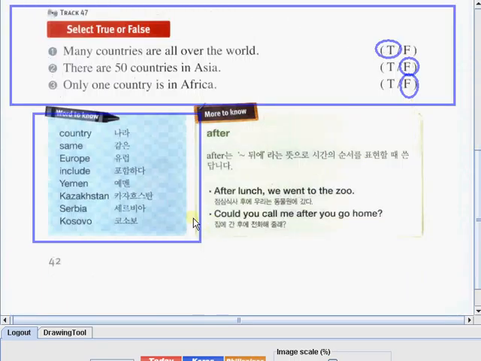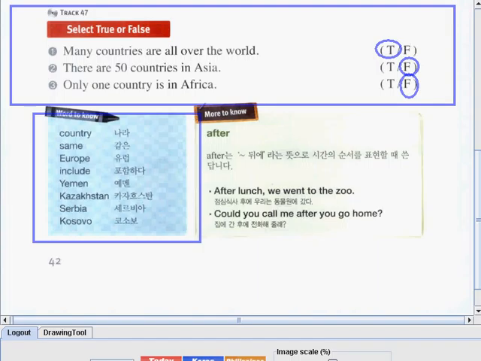Now, let's study the new words that we encountered in the passage. In this part here, you can see the Korean meaning. First word is country. Country. Europe. Europe. Include. Include. Yemen. Yemen. Kazakhstan. Kazakhstan. Serbia. Serbia. Kosovo. Kosovo.